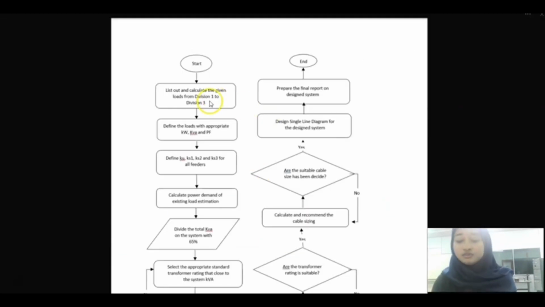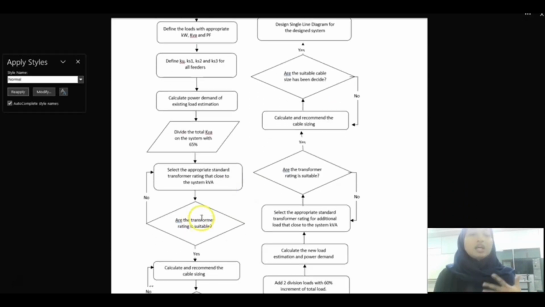For the flow chart, we have started with listing out and calculating the given loads from division 1 to division 3, which are the existing load. And next we have to define the load with appropriate active power, apparent power, and its power factor. And next we have to define its utilization factor and also diversity factor for all the different loads. After that, we have to calculate the power demand for existing load estimation. And next we have to divide all the apparent power that we obtain on the system with 65% in order to select the appropriate standard transformer rating that is close to the system in kVA.